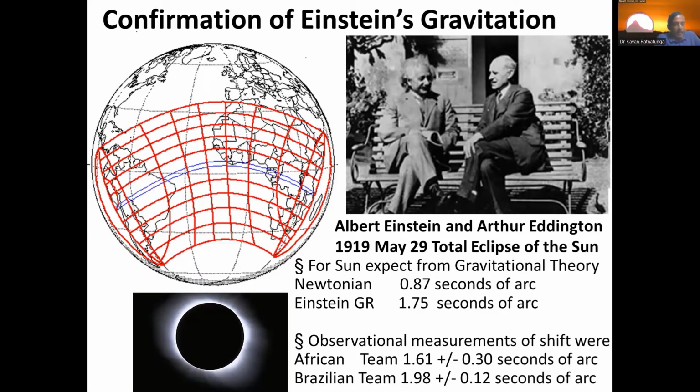And people sent out observational teams to Africa and Brazil for the 1919 eclipse, just after the First World War, and got measurements which seemed to say clearly that Einstein was correct over Newtonian physics. So that was one of the first proofs of Einstein's prediction from his general relativity.